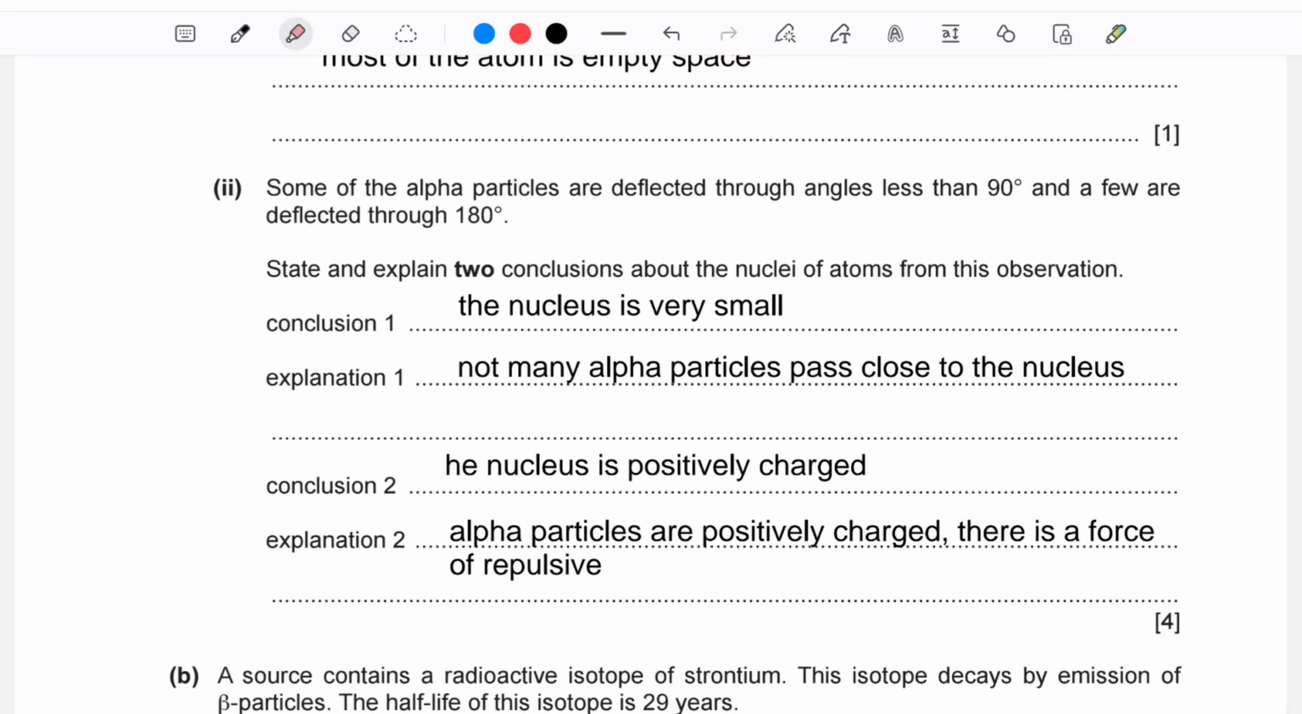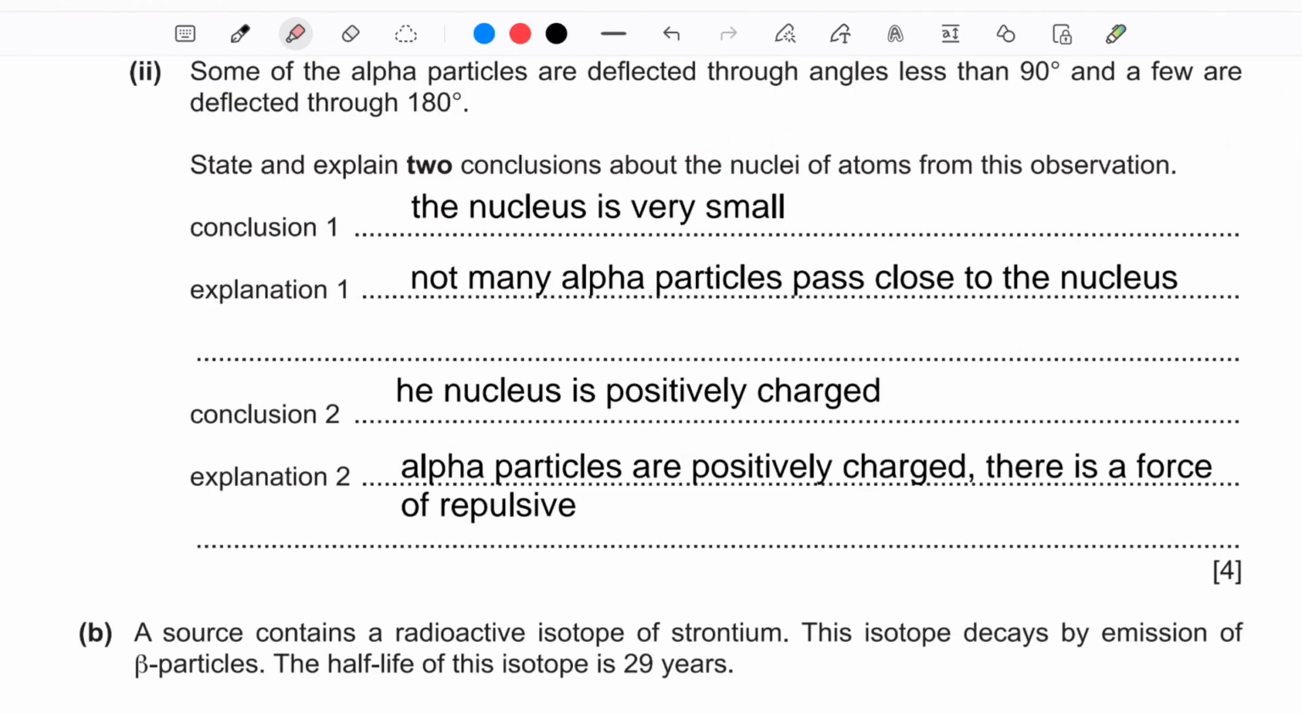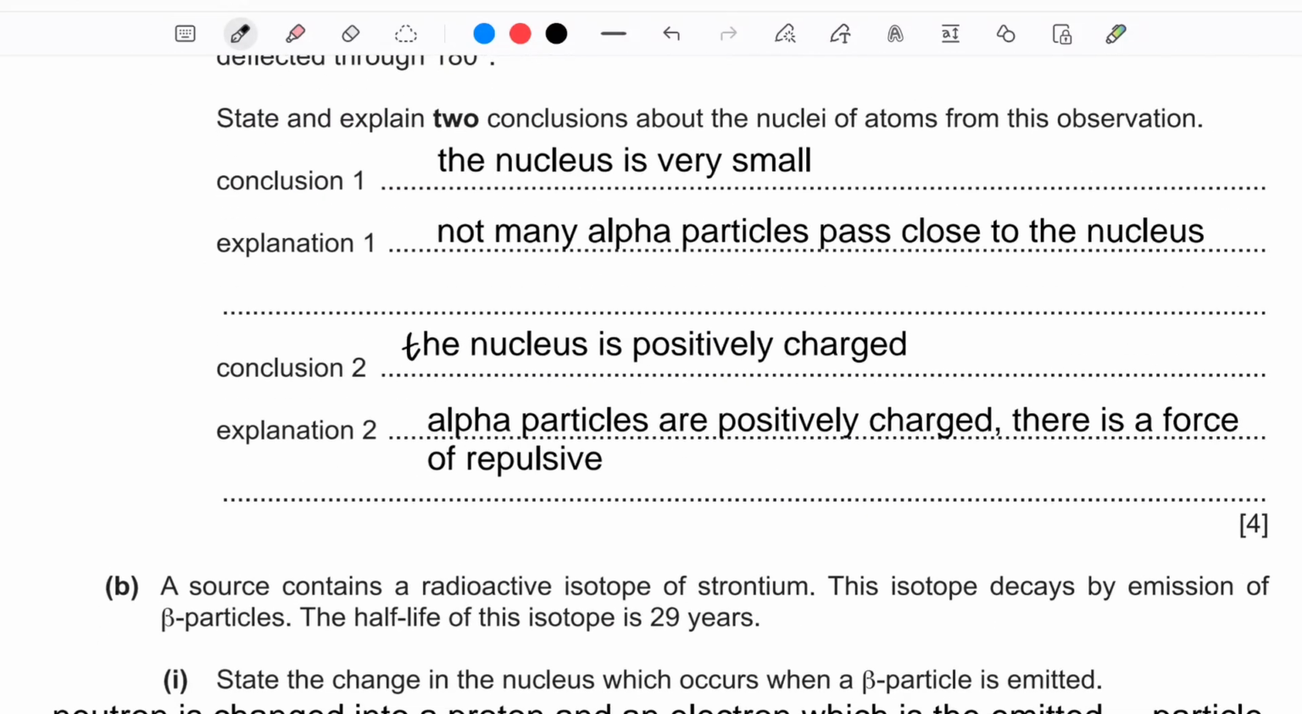Some of the alpha particles are deflected through an angle less than 90 degrees, and a few are deflected through 180 degrees. State and explain 2 conclusions about the nuclei of atoms from this observation. The first conclusion is that the nucleus is very small. The explanation is not many alpha particles pass close to the nucleus. The conclusion 2 is that the nucleus is positively charged. That's because alpha particles are positively charged, so there's a force of repulsion.